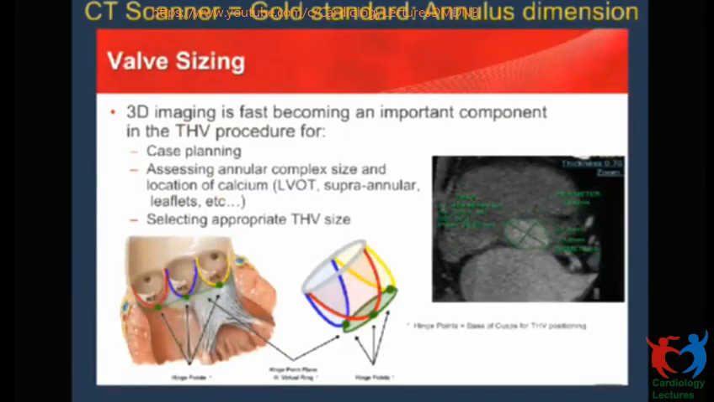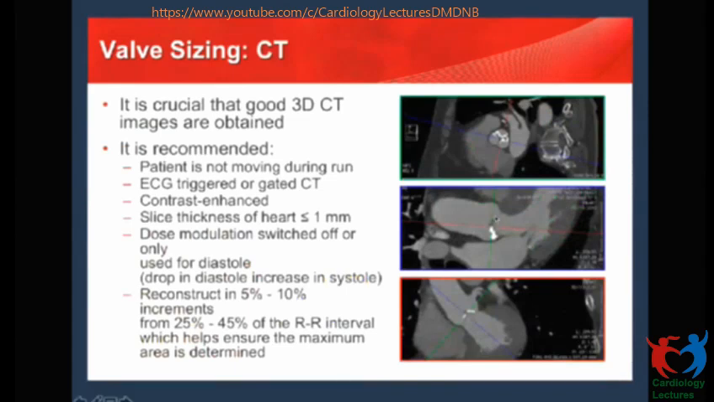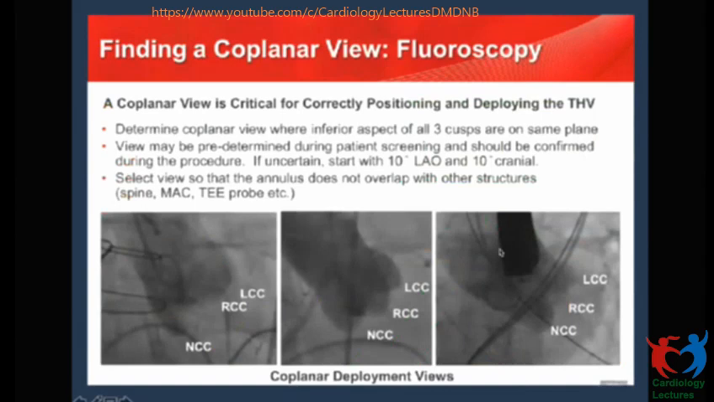Okay, so the valve sizing is done at the hinge point of your annulus, and you measure the area to choose the SAPIEN 3 valve, and you check the perimeter for the self-expandable valve. Okay, so how do you use it? You check perpendicularity on your annulus, and then you measure your annulus just below your Valsalva. Okay, please don't do fluoroscopy on your patient to check the coplanar view. The CT scan will give you the coplanar view when you check perpendicularity.